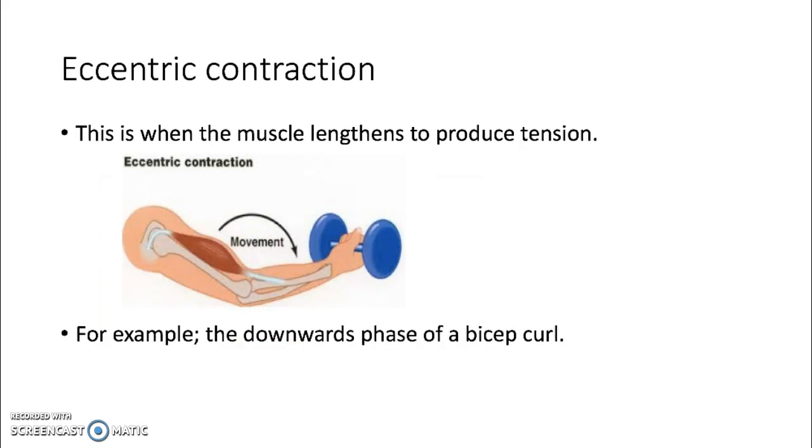Another type of isotonic muscle contraction is eccentric muscle contraction. This is when a muscle lengthens to produce tension rather than shortening like concentric. Eccentric muscle contraction resists forces like gravity to control joint movement. An example of eccentric contraction is in the downward phase of a bicep curl. The biceps brachii eccentrically contracts to lower the weight whilst controlling it.